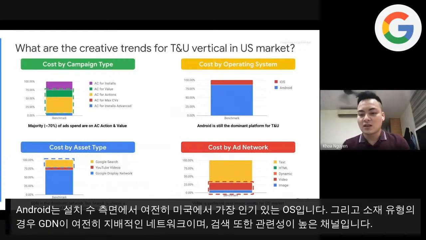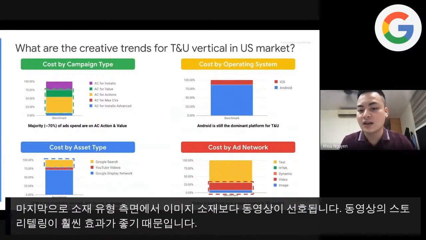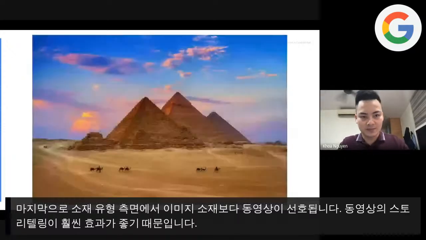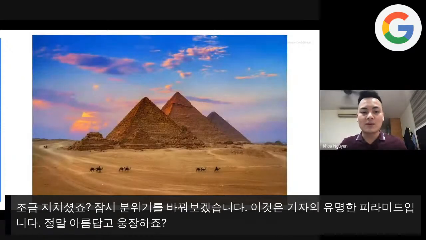Last but not least, in terms of ad network, you can see that surprisingly, video is preferred over image asset for the US market specifically. I think this might be coming down to a storytelling kind of aspect where people want to focus more on the video, right? Now, let's switch it up a bit.